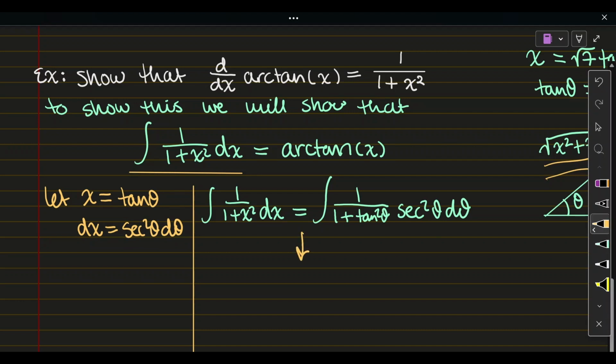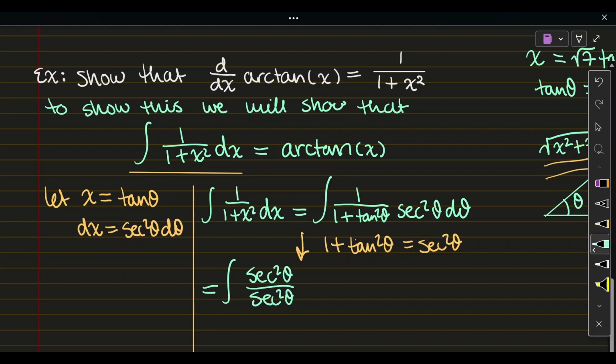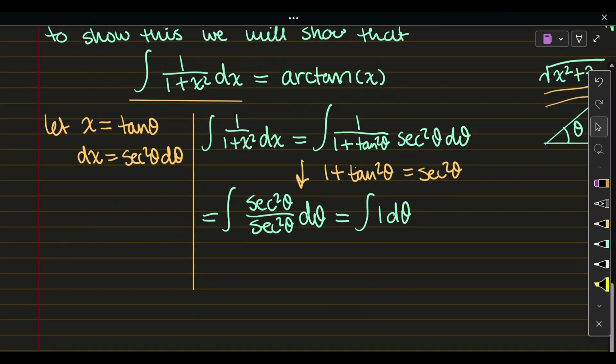Recall that 1 plus tan squared theta is equal to secant squared theta. So this is equal to the integral of secant squared theta over secant squared theta d theta, which is just the integral of 1 d theta. And in this case, we're just looking at theta plus c. Okay, c being our constant of integration.